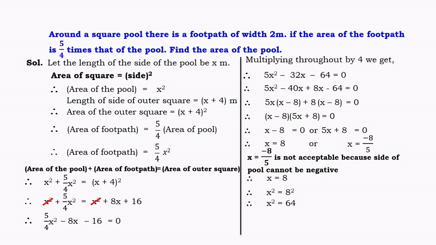We have found that the side of the swimming pool is 8 meters. The area of a square is side multiplied by side. Therefore, area of the pool equals 8 multiplied by 8. This gives area of the pool equals 64 square meters. Hence, the required answer is the area of the square swimming pool is 64 square meters.